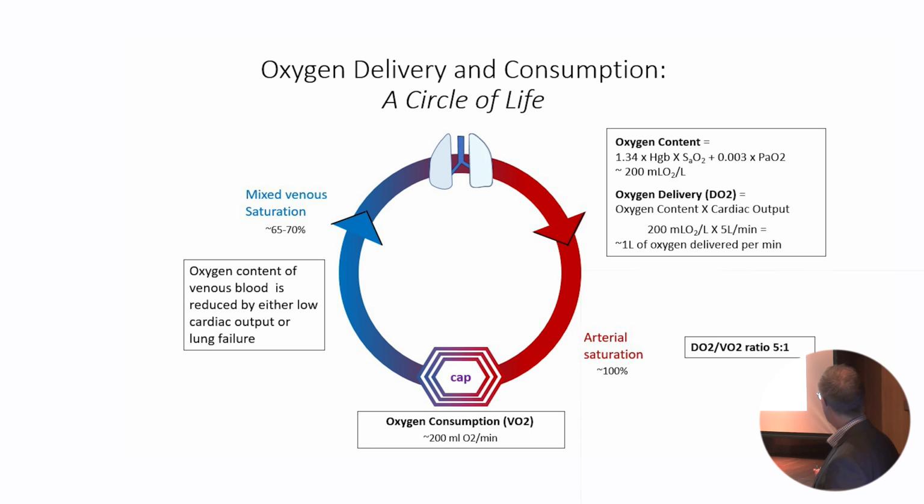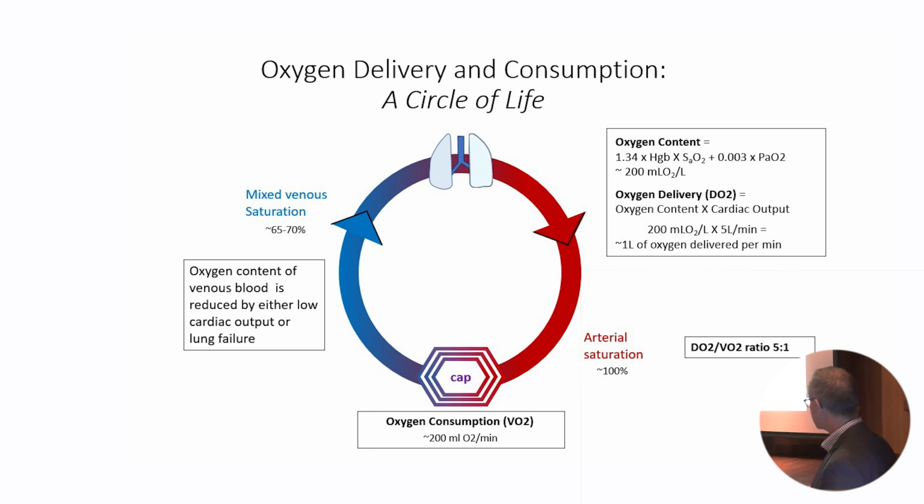But that only tells you part of the picture, because the amount of oxygen being delivered is the amount of oxygen in every liter of blood, and then how many liters of blood you are delivering to the tissues every minute. That's your cardiac output. So if you multiply your oxygen content times your cardiac output, you get the delivery of oxygen. And in a normal circumstance, it's about 1 liter a minute of oxygen circulating through your capillary bed.